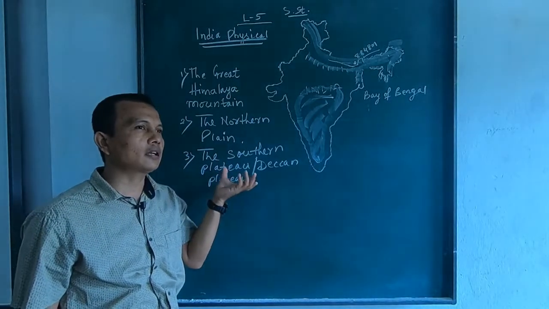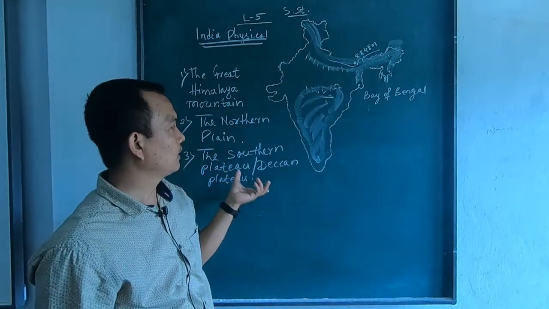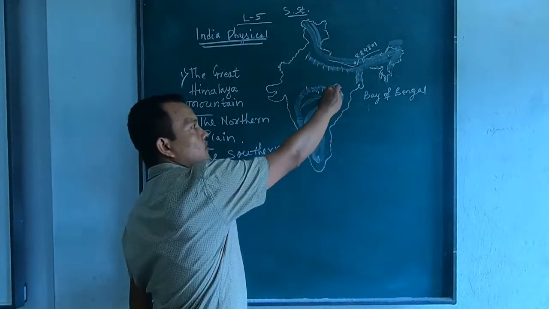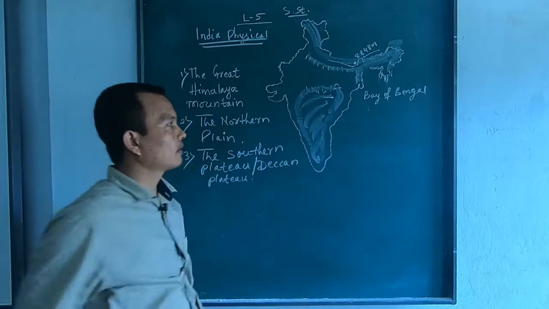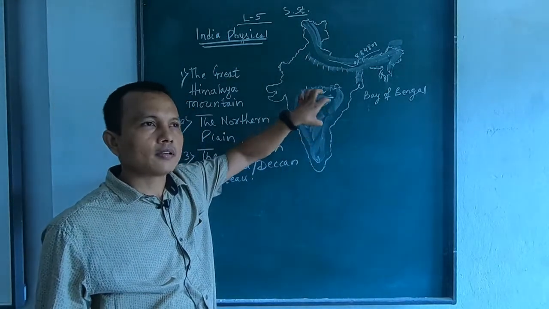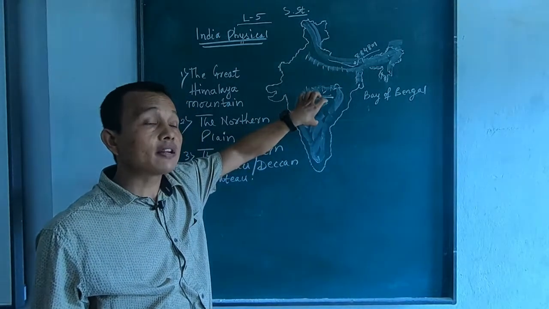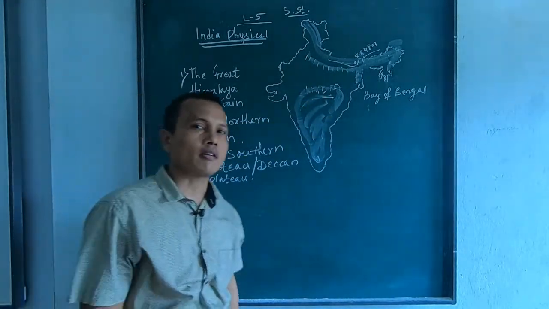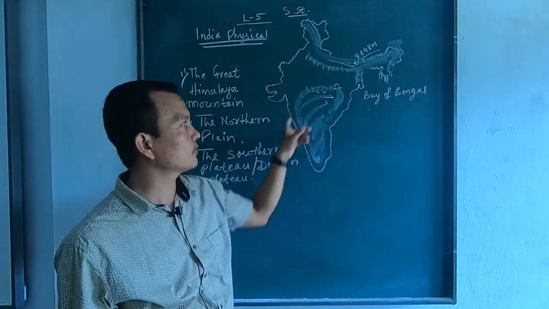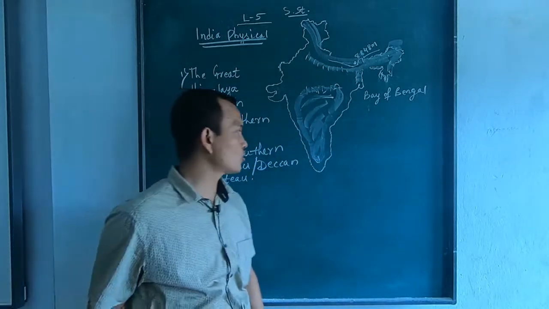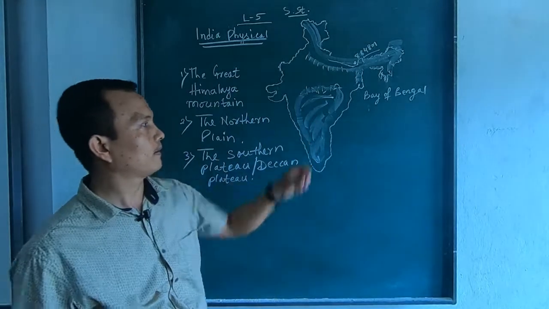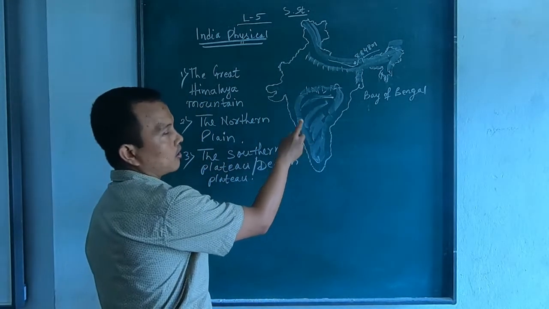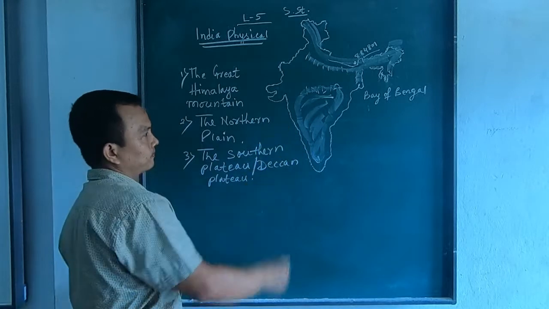And here the climate is very hot and semi-dry. And these areas are mostly, mines are found, minerals are found, sorry. It is very rich in minerals. So this Deccan Plateau is very rich in minerals. And yes, these are rocky and dry.